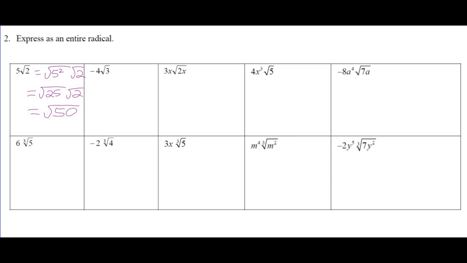Negative 4 root 3, we cannot put the negative under, right? This thing, negative 4 root 3, if you evaluate it, it's a negative number, right? So we can't square the negative 4 and get a positive 16 and say, hey, negative 4 root 3 is the same as positive root 48. No, that can't be, because one's negative, one's positive, right? So with a square root, okay, here we go.